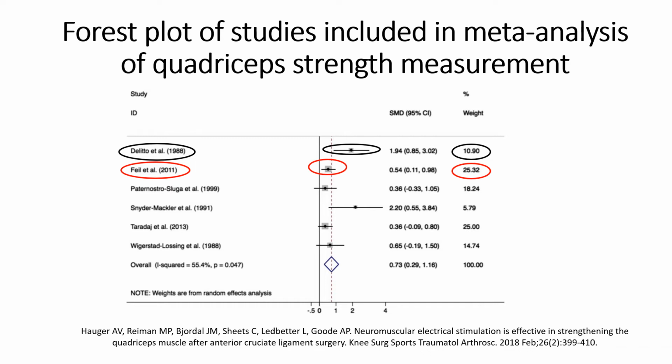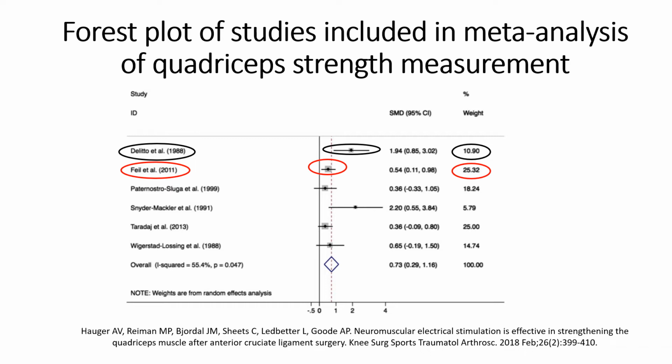And remember, when we talked about how studies are weighted in meta-analyses, it's really based upon the statistical program, and it's really based upon the precision of the study, and really it's also based upon the number of participants in the study. And so if we look at the two studies that we've highlighted there, one in black and then one in red, the Delito et al.